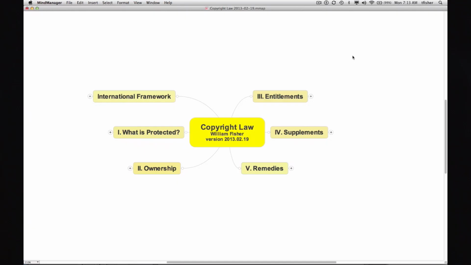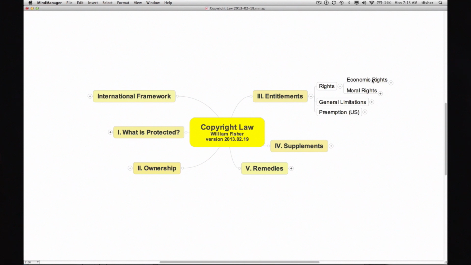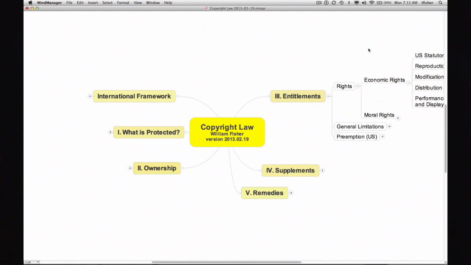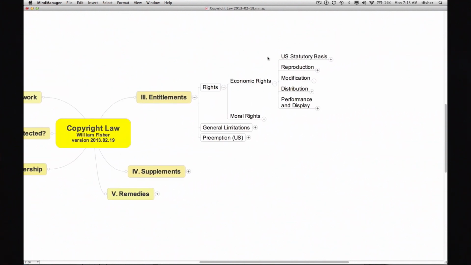Here's how my presentation will be organized. In this lecture and the next one, I'll be examining the economic rights enjoyed by a copyright owner. As you'll see, there are 4 clusters of such rights. First, the copyright owner's exclusive right to reproduce the copyrighted work. Second, the exclusive right to make modifications of the copyrighted work, commonly known as the right to make derivative works. Third, the right to control the distribution, exportation, and importation of copies of the work. And fourth, the right to control public performances or public displays of the work.